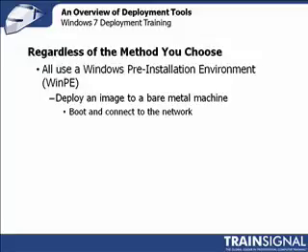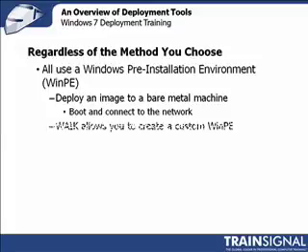WinPE allows you to capture or deploy an image to a bare metal machine. This is what's going to boot us up and get us connected to the network. The Windows Automated Installation Kit allows you to create custom WinPEs. And what I mean by a custom WinPE is you can add special drivers for whatever hardware you're deploying the WinPE to. And you can also put certain types of applications, like troubleshooting applications, into your WinPE.